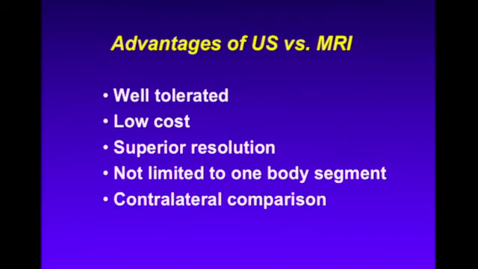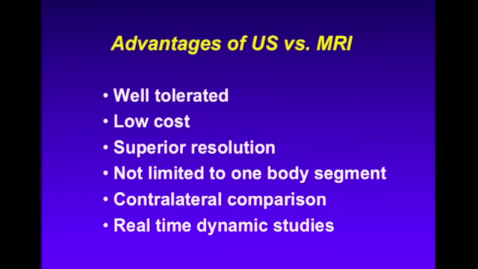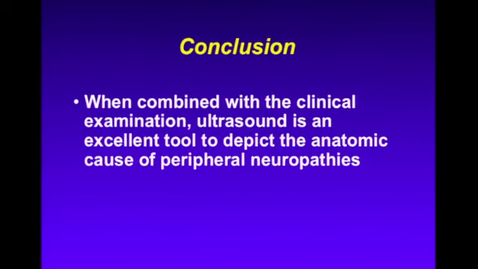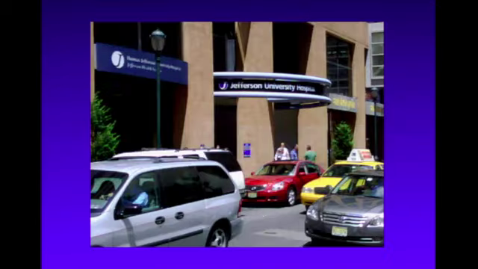You can compare to the contralateral side very easily. This is much harder to do with MRI, but with ultrasound, it's just a simple thing, picking up the probe, going to the other side, and you can do real-time dynamic studies to look for things like nerve subluxations, as I illustrated to you before. So in conclusion, when combined with the clinical examination, ultrasound is an excellent tool to depict the anatomic cause of peripheral neuropathies. Thank you very much for your attention.